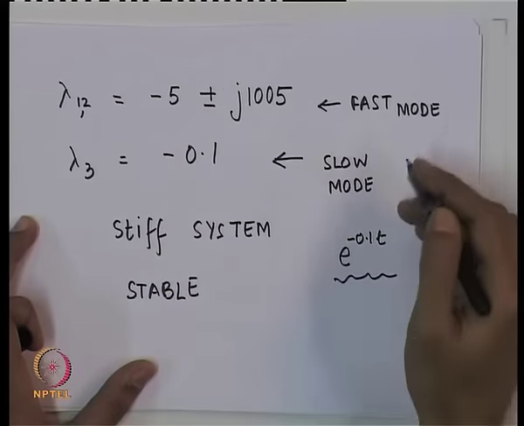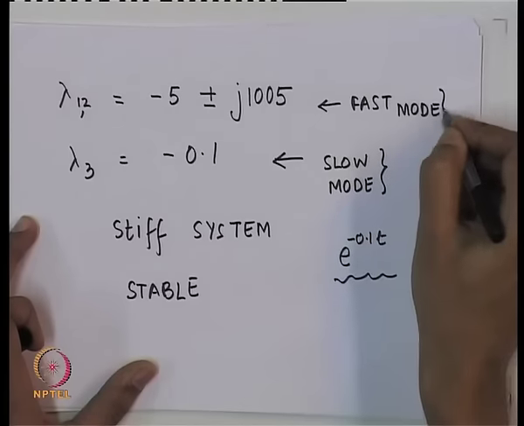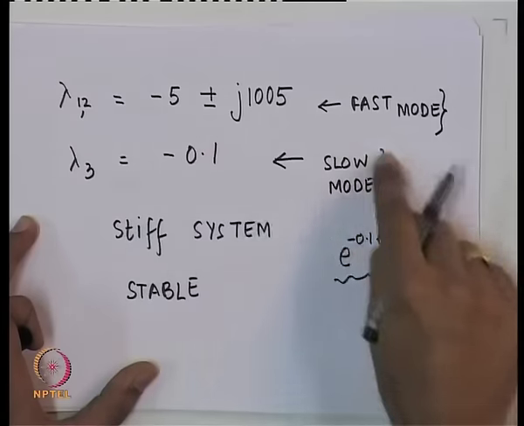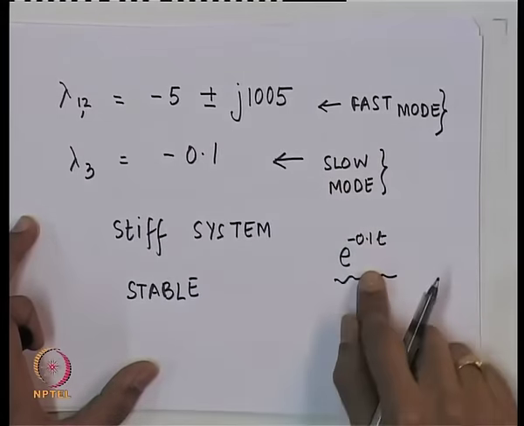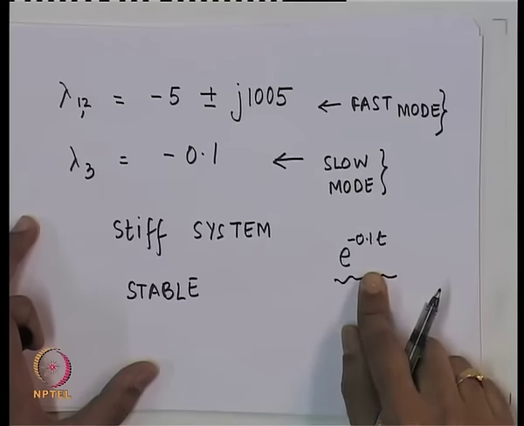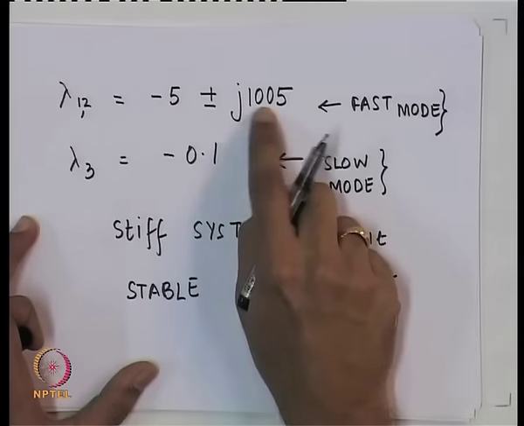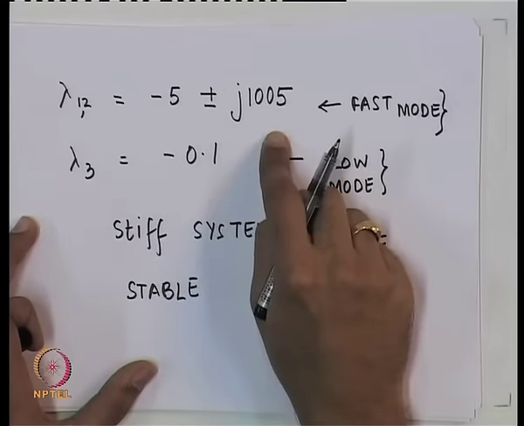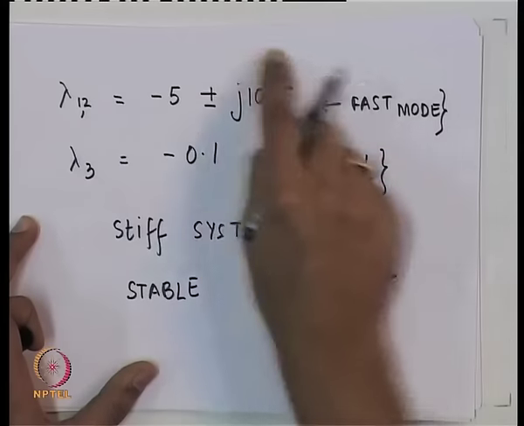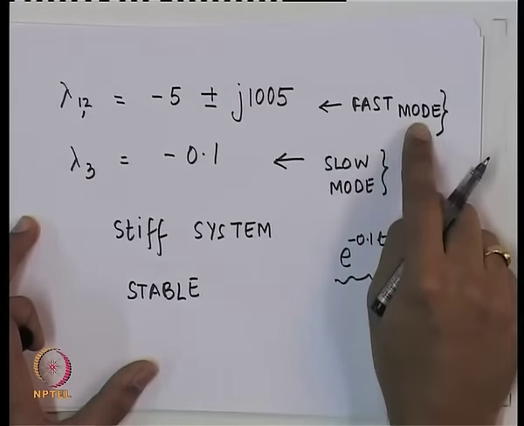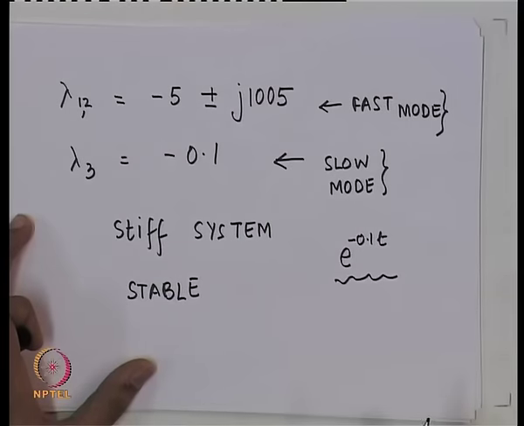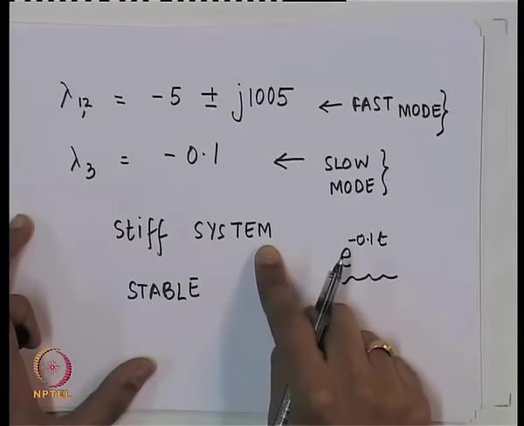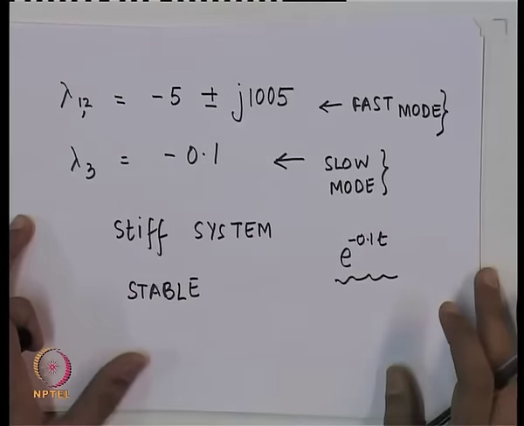Another important issue is that the rate of change associated with the mode corresponding to this eigenvalue is very slow compared to this. Look at this frequency, it is extremely high. So, the kind of movement you will get in the response is going to have a large rate of change for this pattern. Your response consists of two patterns, the fast mode and the slow mode. This is in fact typical of a stiff system. You have both fast and slow modes.